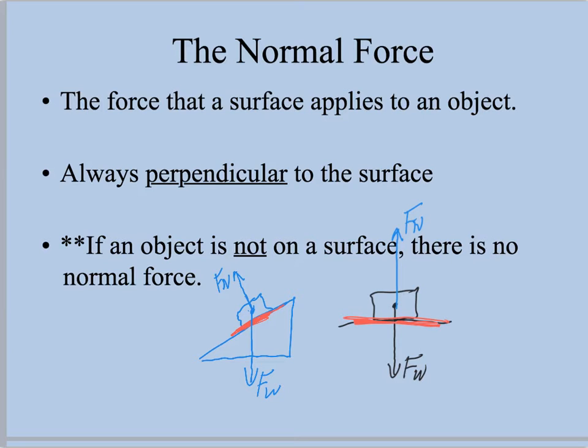And if you're pushing on a wall with your hand, here's the wall, and you're pushing in towards the wall, the wall's pushing back. That would be the normal force, perpendicular, right? There's a 90-degree angle right there. That normal force would be exerted by the wall on your hand if you're pushing it with your hand.